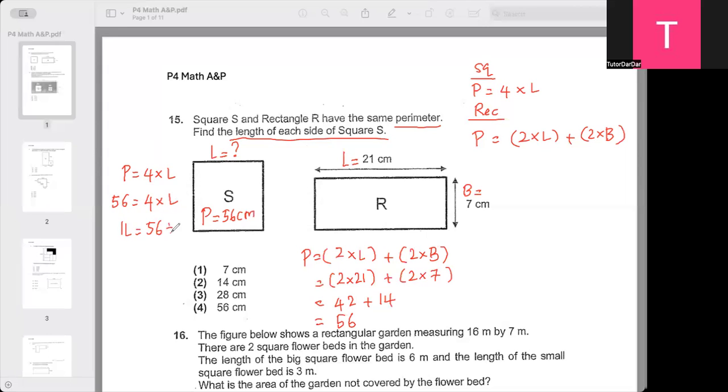56 divided by 4, which will give you, I will show you the long division, 56 divided by 4, 1, 4 minus 1, bring down the 6, 16, 4 times 4 is 16. So the answer is 14. So one length is 14 cm. The answer is 2.